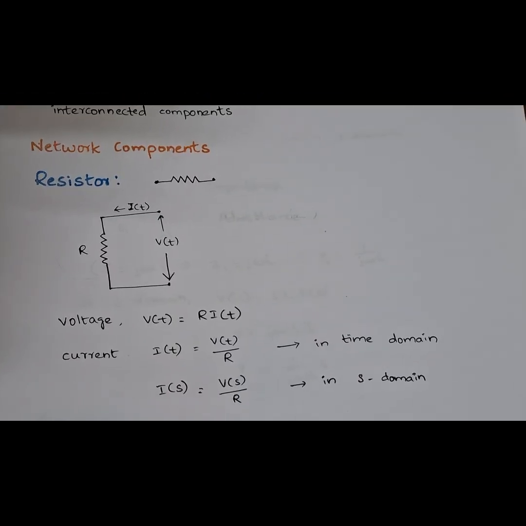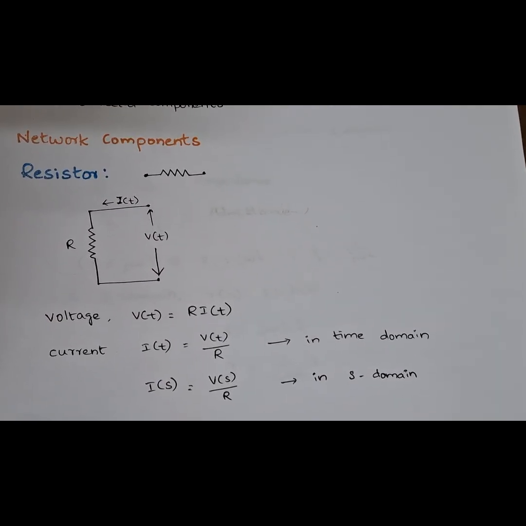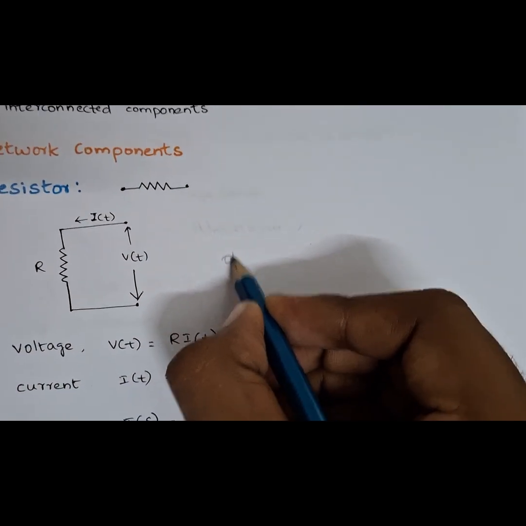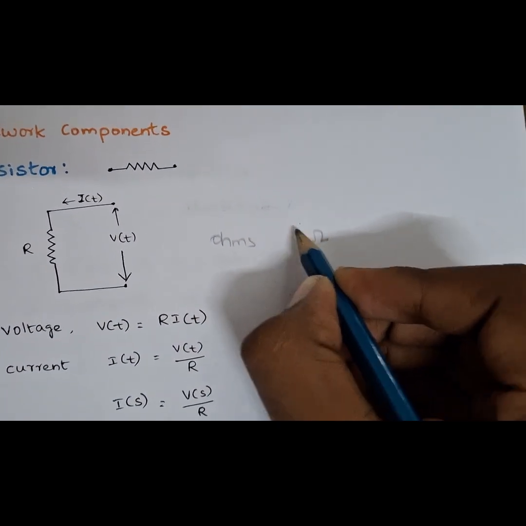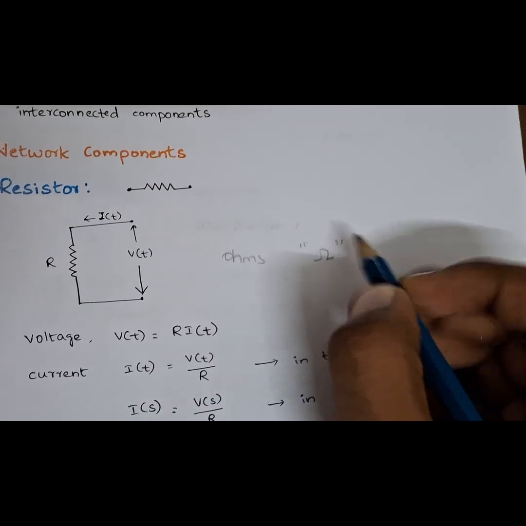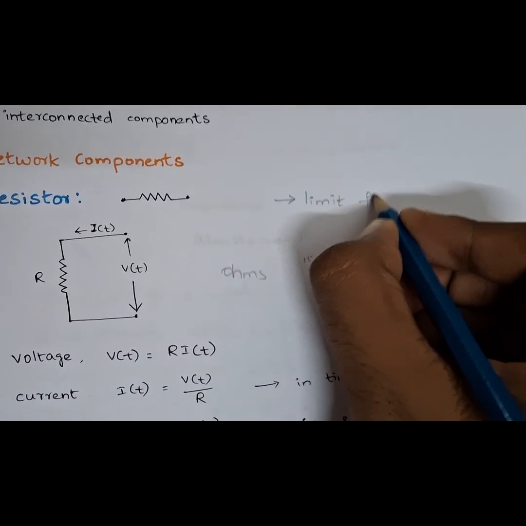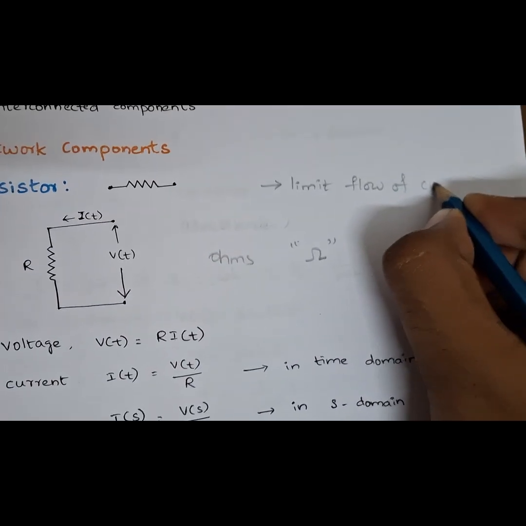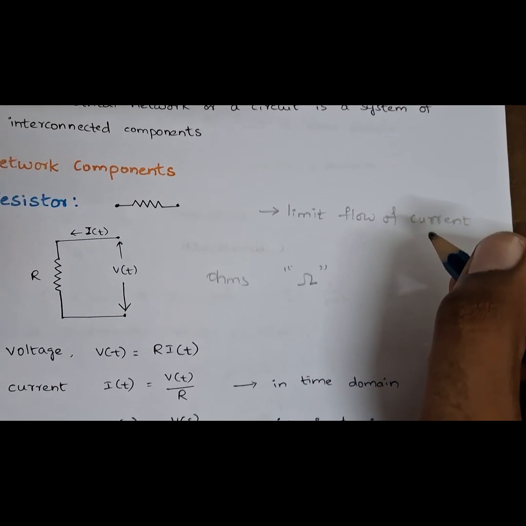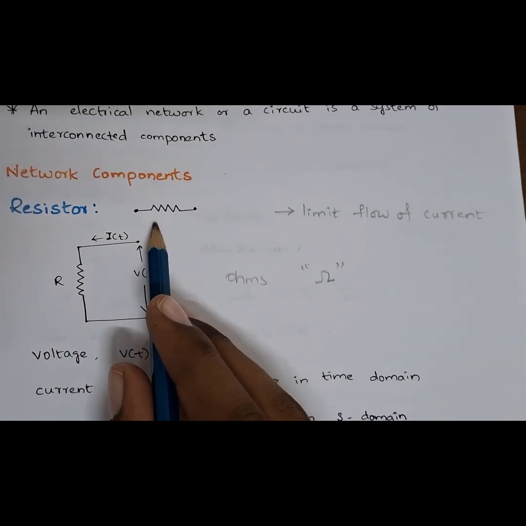The first network component is a resistor. A resistor is a component that opposes the flow of electric current. It converts electrical energy into heat energy. The resistance is measured in ohms, which can be symbolized in this symbol. Resistances are used to limit current. The most important use of a resistor is to limit the flow of current. This helps to protect the components in the circuit. So if you see here, this is how a resistance is denoted, resistance or resistor.